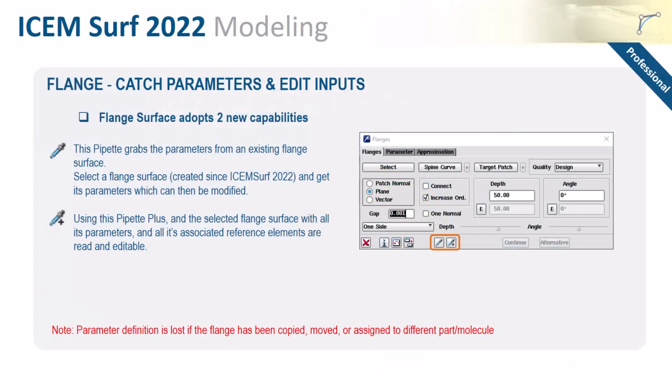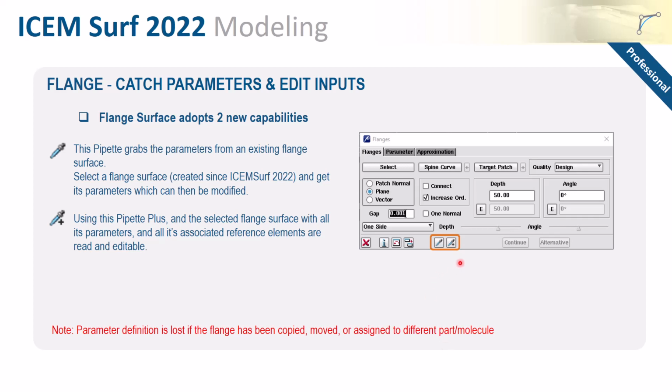This is one of my favorites for the 2022 release. Just like Fillet Plus, we have added the 2 pipette buttons to the flange command. The first pipette can be used to grab all the parameters from an existing flange, so no more detective work required. Of course, this only works for flanges created in version 2022 or newer.